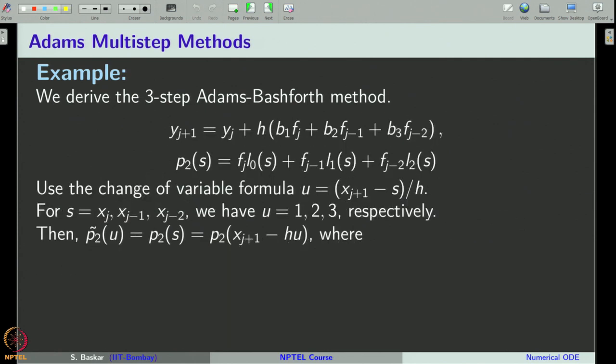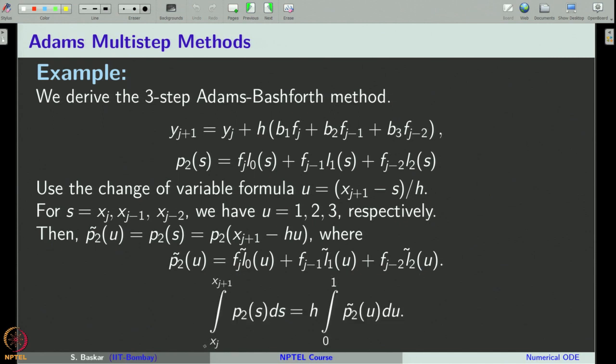With respect to the variable u, the quadratic interpolating polynomial is denoted by p2 tilde, and that is precisely equal to p2 of s, which we want to actually use in our calculation, but just for the sake of easy evaluation of the integrals, we are going for p2 tilde with the variable u. Let us see how p2 tilde looks like. p2 tilde is precisely fj into l0 tilde plus fj-1 into l1 tilde plus fj-2 into l2 tilde, where l tildes are the Lagrange polynomials with respect to the variable u.